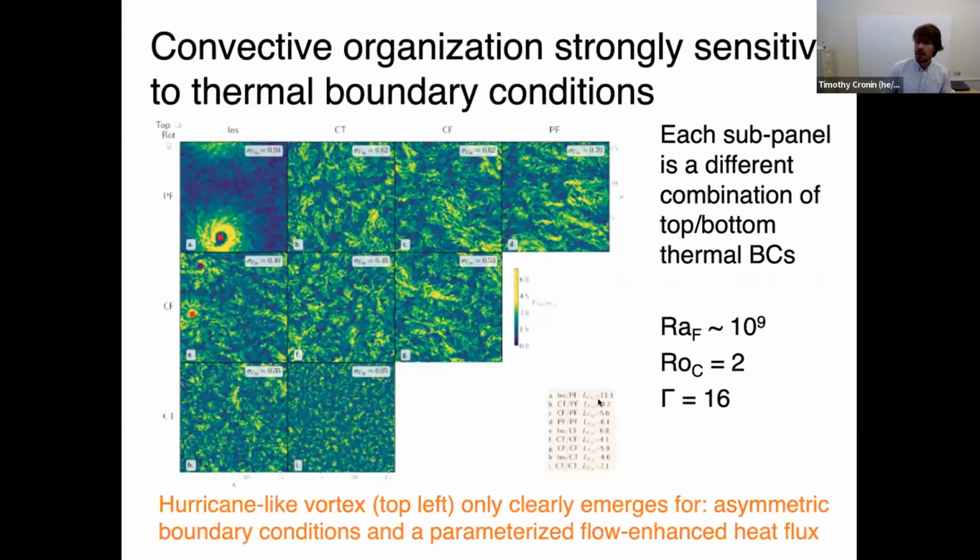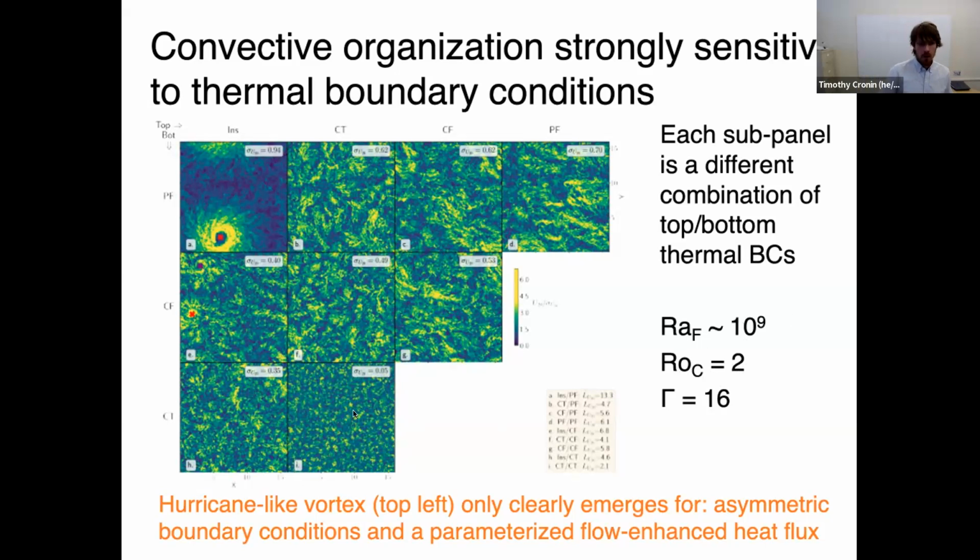So what we found in these simulations is that the organization of circulations and convection is very strongly sensitive to the thermal boundary conditions. The classic choice of fixed temperature boundary conditions that I showed initially is at the bottom right here. And you see very little large-scale circulation emerging. This is a map of the flow speeds at 20% of the layer depth. The parameters we're using here are a flux Rayleigh number of 10 to the 9th, a convective Rossby number of 2, and an aspect ratio of 16. So these are doubly periodic boxes where the horizontal extent is 16 times the depth of the convecting layer.